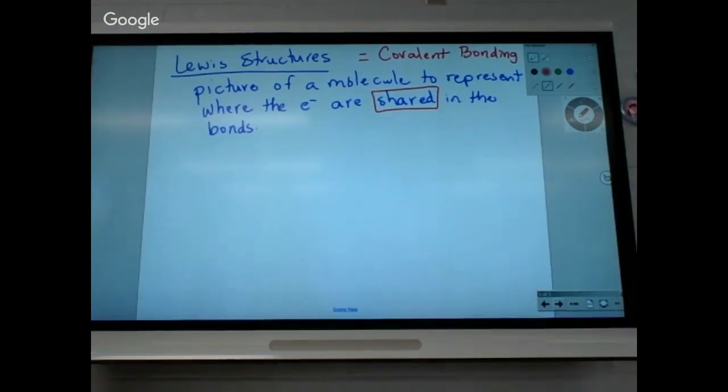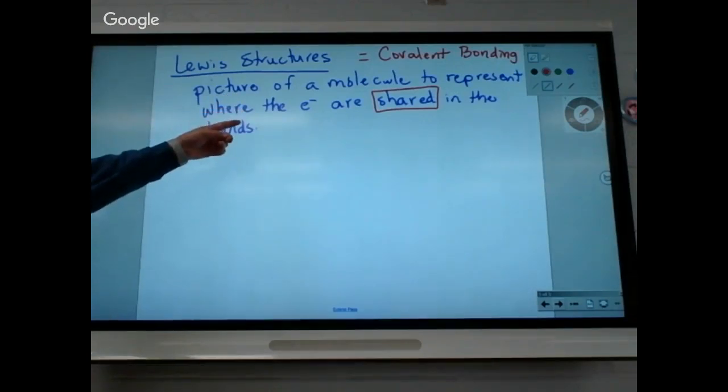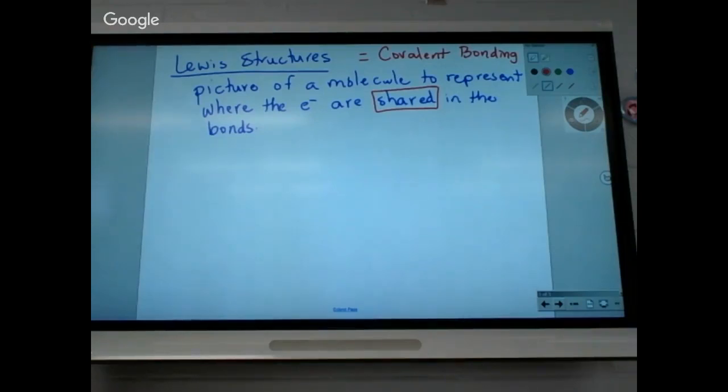After the Thanksgiving break, when we come back and we talk about ionic bonding, will we draw Lewis structures? No, because do they share electrons? No. Ionic bonds don't share electrons. Metallic bonds don't share electrons. So we can only draw Lewis structures for covalent bonding.